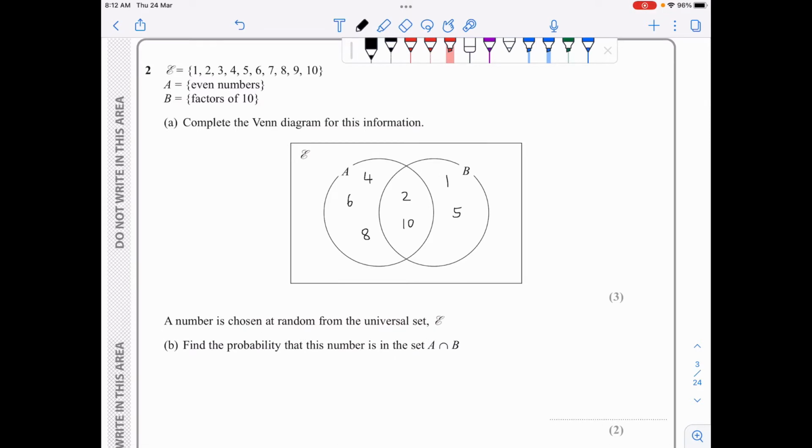I still need to complete the rest of the members of the universal set that will appear outside A and B, and this should be 3, 7, and 9.